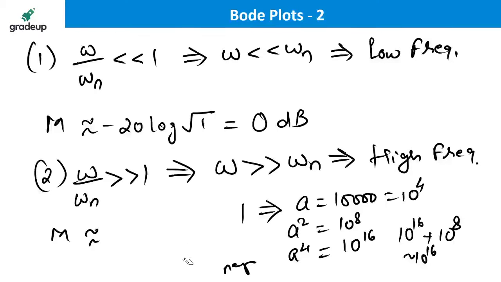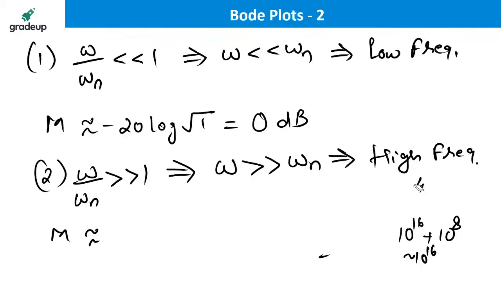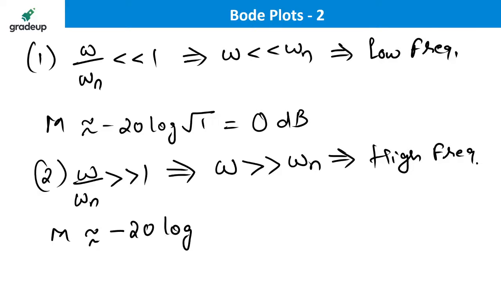Just remove this rough calculation. So only taking the fourth power term approximately. Okay, so the magnitude is approximately equal to minus 20 log under root of omega power 4 by omega n power 4. Rest all just gone away. So yes, it is not only minus 40 log omega, omega by omega n.